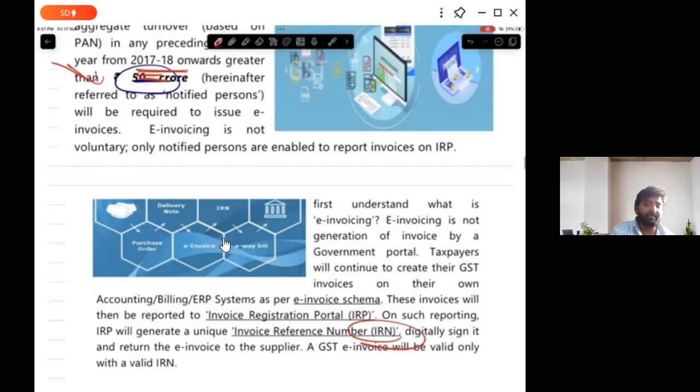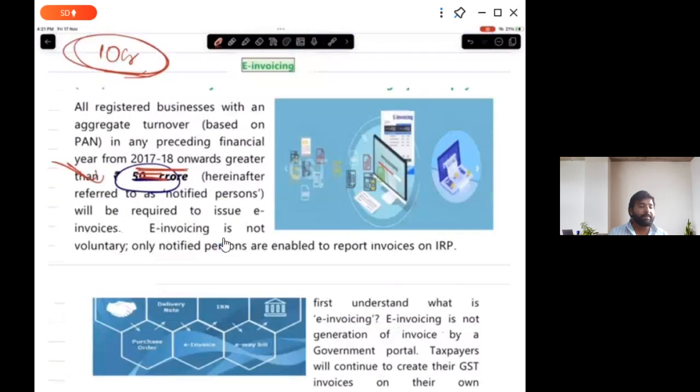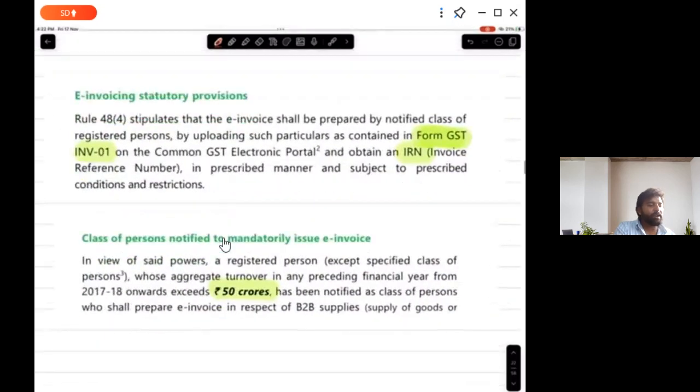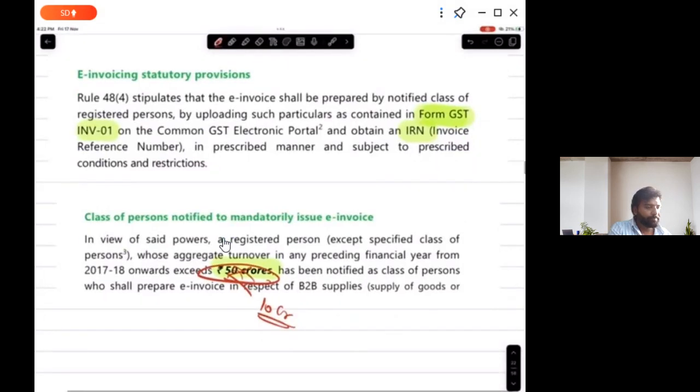Otherwise, your invoice will be invalid. So e-invoicing is applicable when, in any of the preceding years from 17-18 till this date, your turnover is crossing 10 crore in any year. Very nice. Now, one more important thing: if we generate e-invoice, the limit will be changed. Now it is not 550 crores, it is 10 crores for you.